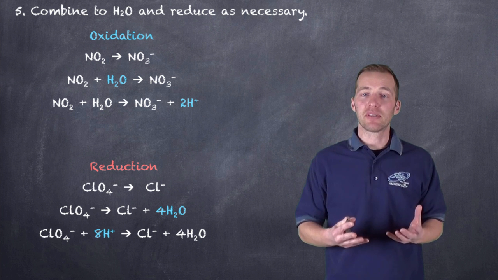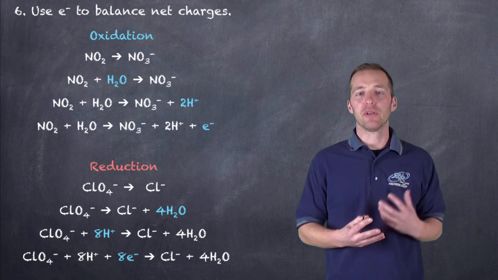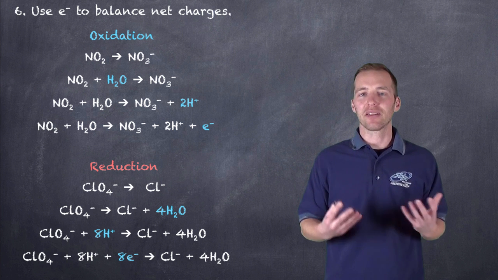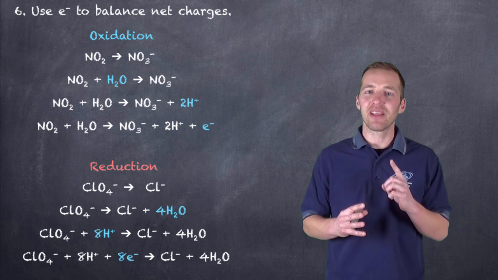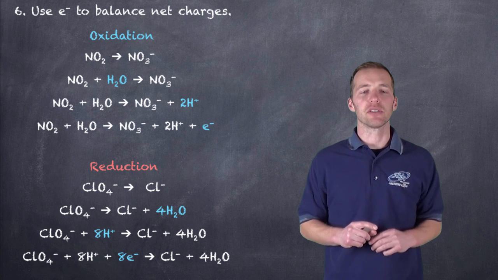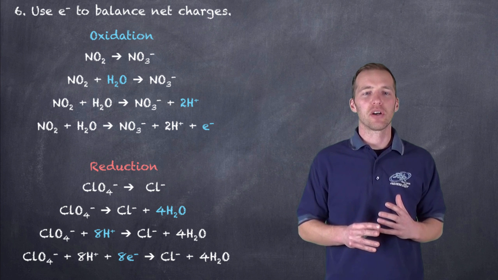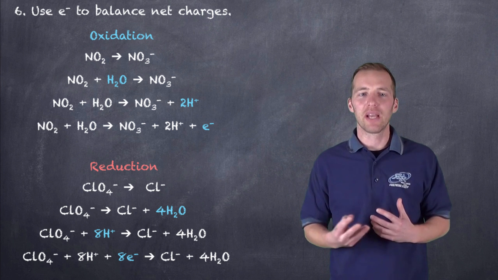So then we move on to step 6, and step 6 is the same whether we were using an acidic solution or a basic solution. We're going to use electrons to balance the net charges. Remember, everything has to balance here, even the charges. So we're going to use electrons to balance out the charge to make sure that the charge on the left and the charge on the right are equal.